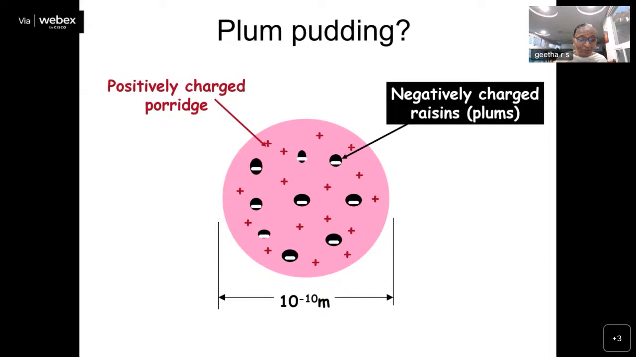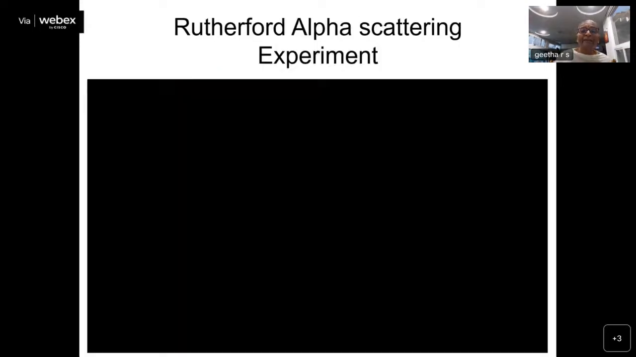And what is the size of the atom? It is only 10 to the power of minus 10 meter, unimaginably small from the human point of view. But you should not think that it is very small, because it all depends on what frame you are looking from. So this was the first model. There is no way of looking into an atom, so you have to do it through experiments indirectly.